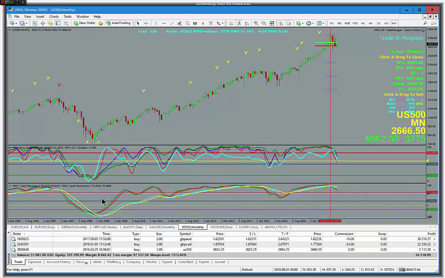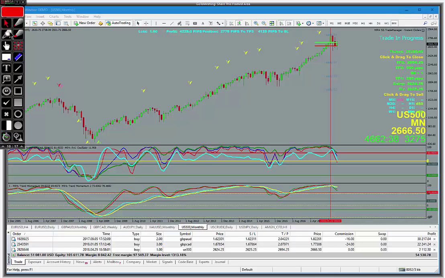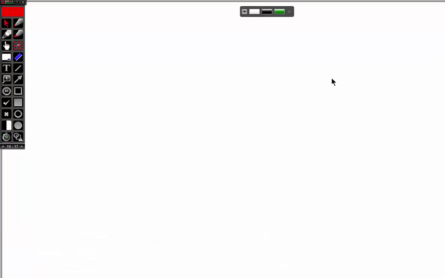So think about it in terms of this, and I'll use a little whiteboard for an illustration. All right, think about it in terms of a whiteboard, and this is what we consider our price action indicator, and this is what we consider our trend momentum indicator.